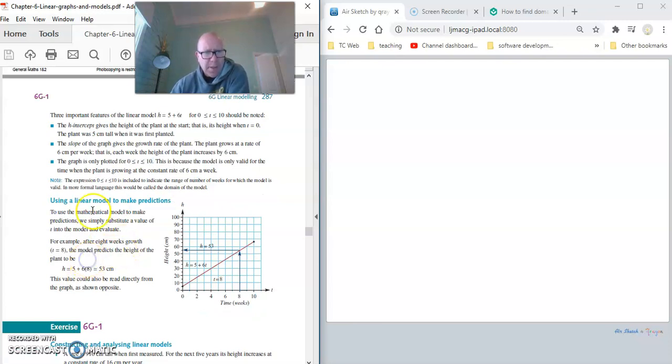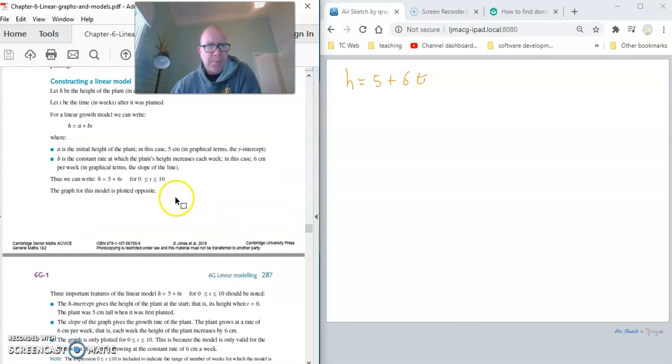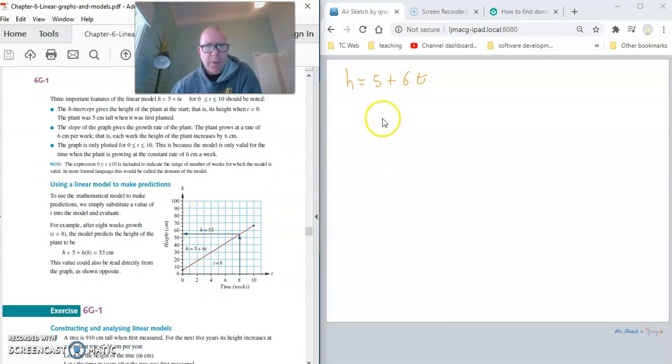So let's have a look at what it says. The next thing we need to do is to be able to use that model. In this case, we're using it to make a prediction. Okay? So to use a mathematical model to make predictions, we simply substitute a value of t into the model and evaluate it. Okay? So, of course, our model is in the form of, I'll write it down here on my whiteboard, h equals 5 plus 6t. Okay? That's our formula we've worked with for our plant growth at the moment. We simply substitute a value of t into the model and evaluate it.